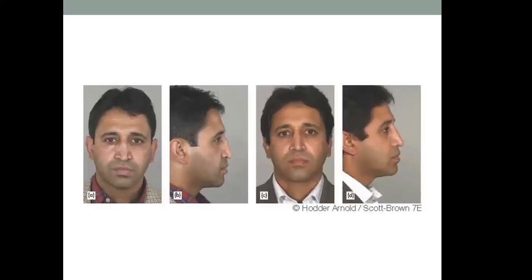This is a saddle nose, pre-operative and post-operative. This is pre, and this is post.